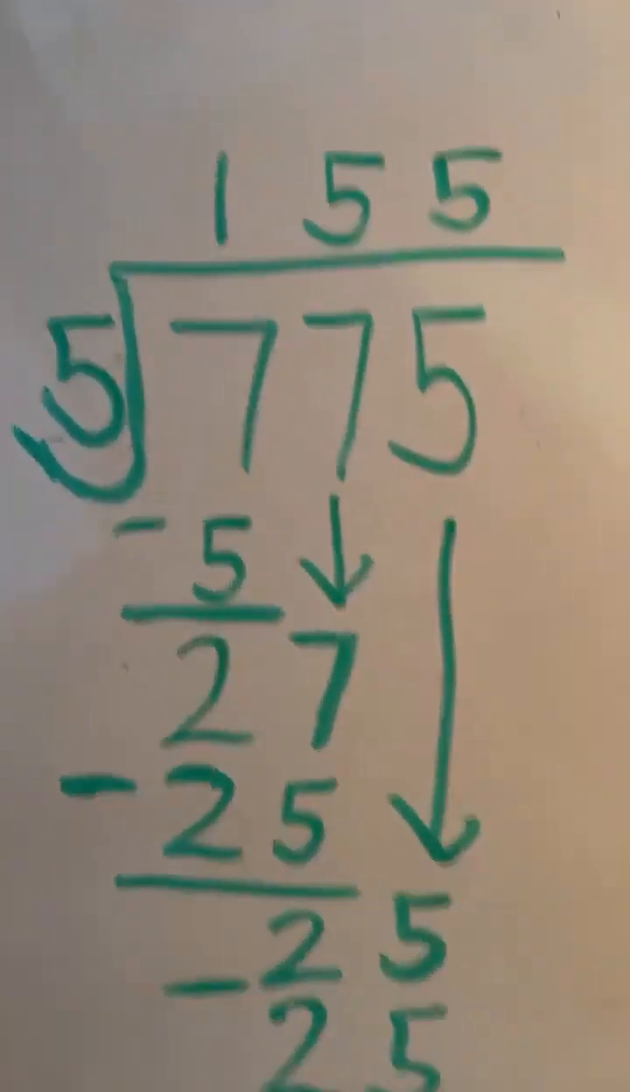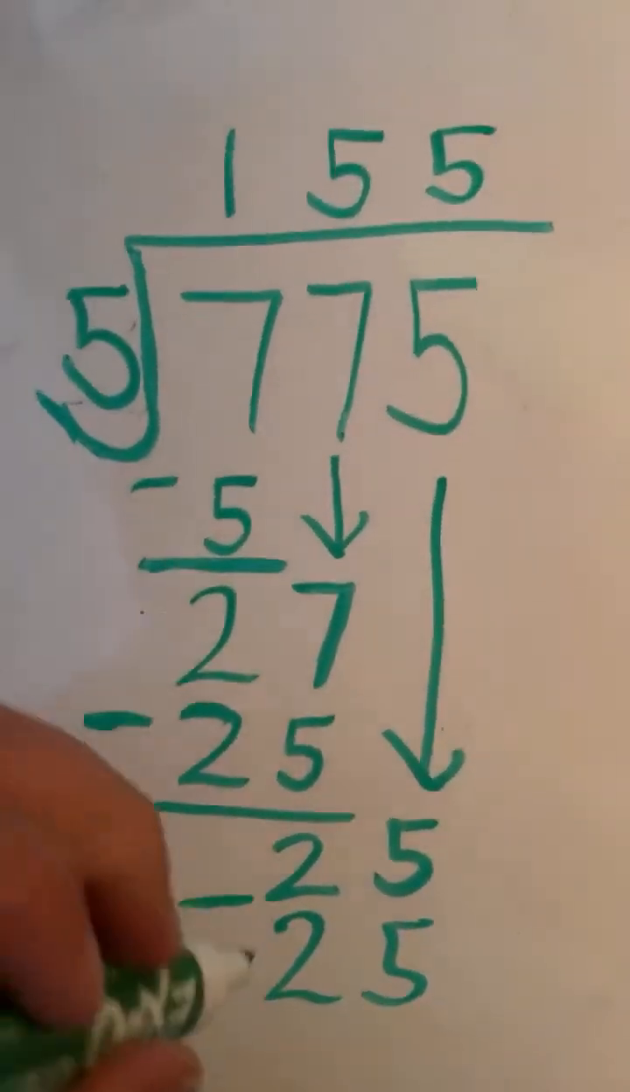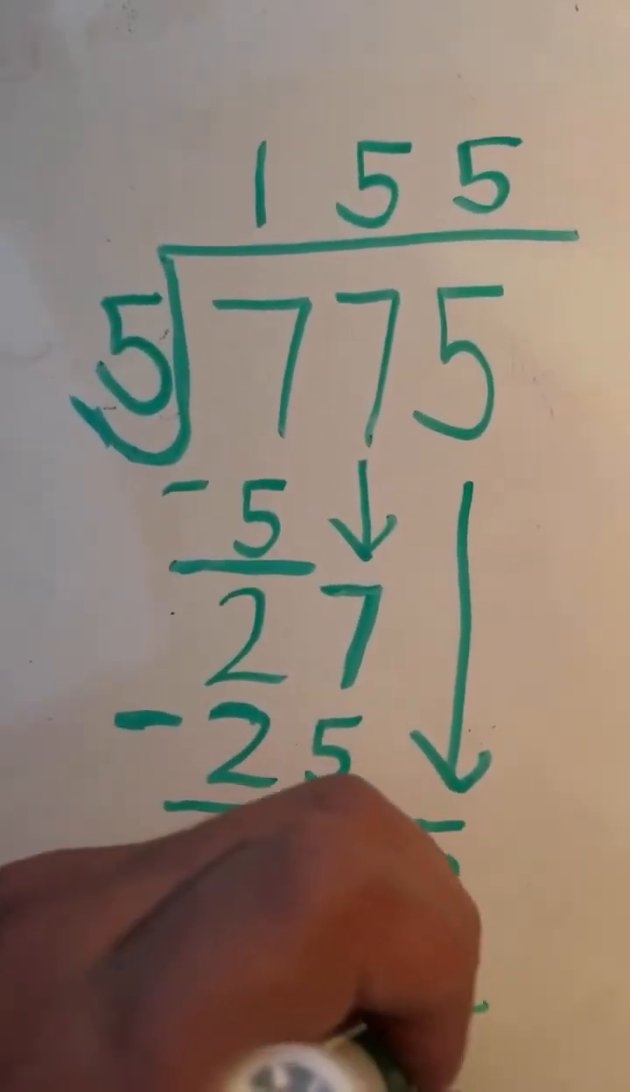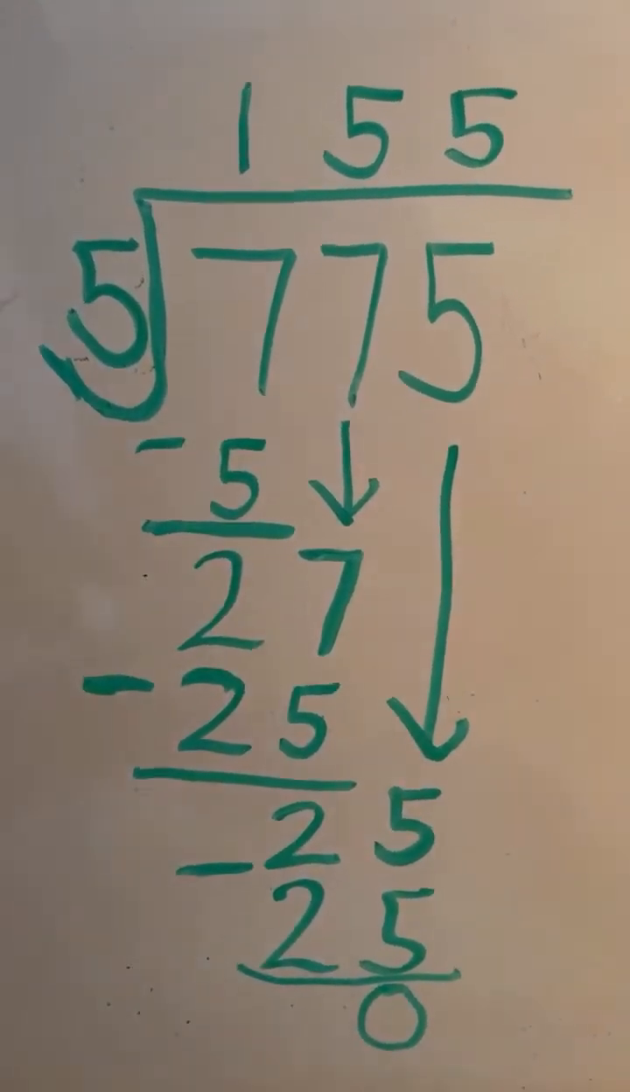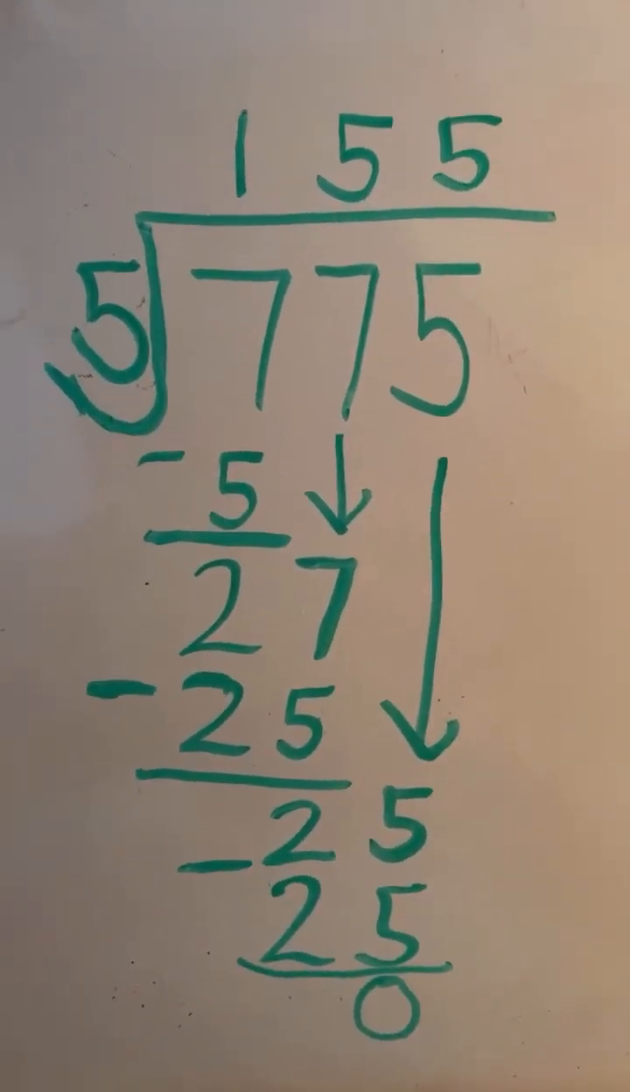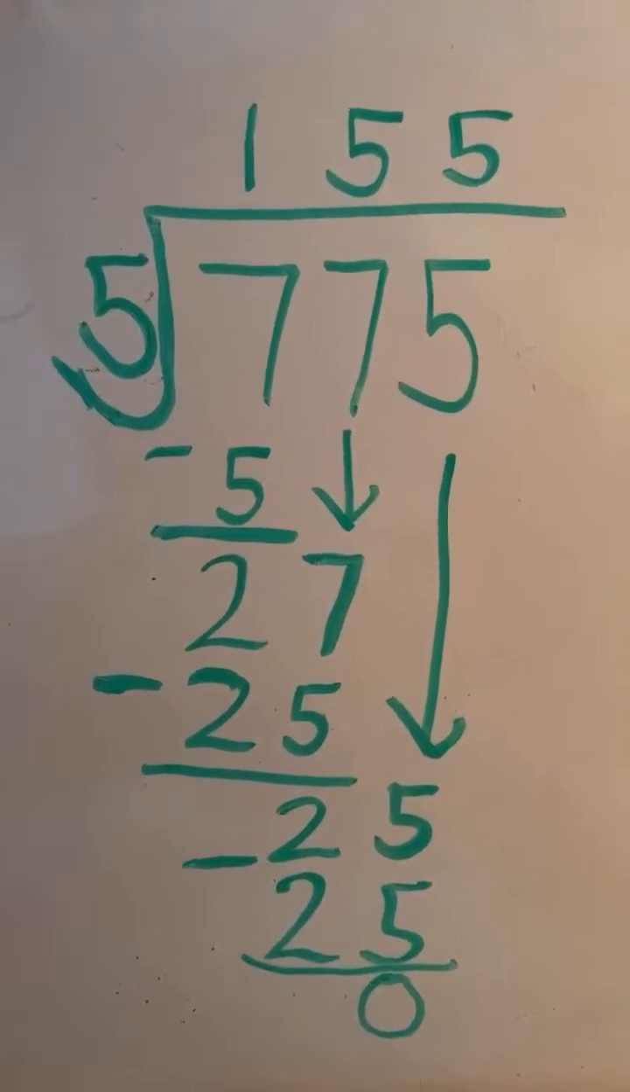All right. So 25 minus 25 equals 0. So there is no remainder, and we have our final answer. 775 divided by 5 equals 155.